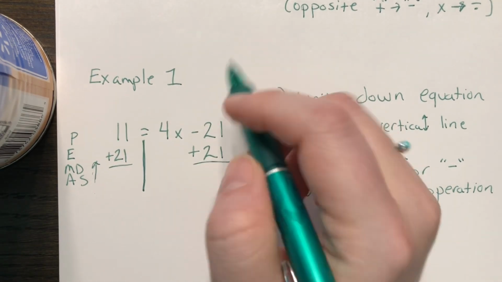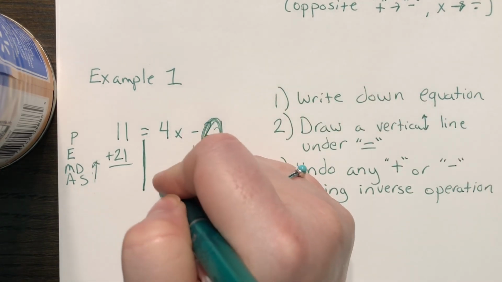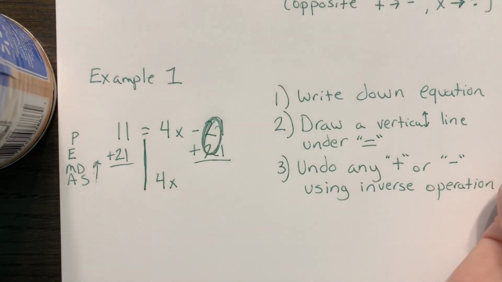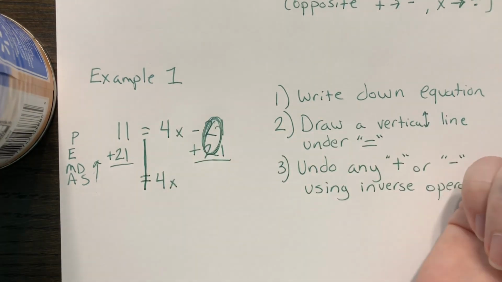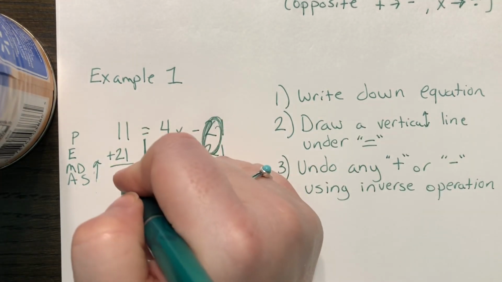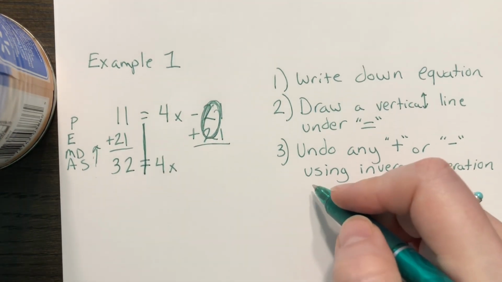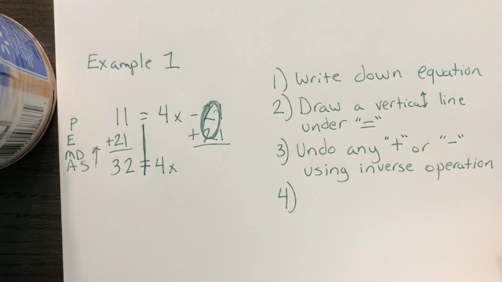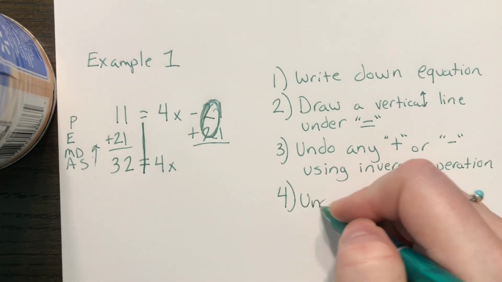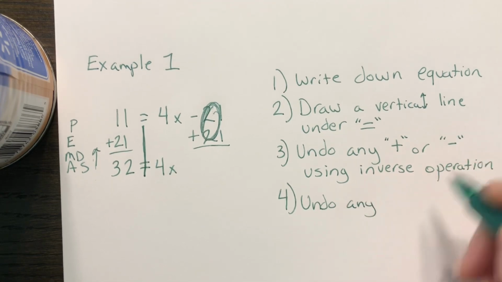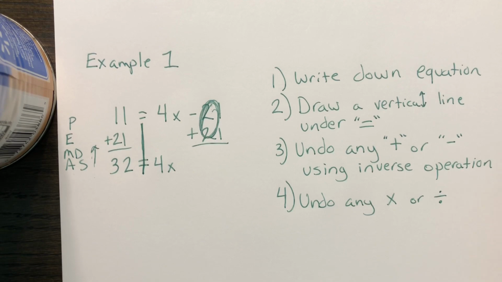Minus 21 plus 21, that zeroes out. So that will cancel each other out to where all I have left on this side of the equal sign is a 4x. And it's gonna equal whatever the 11 plus 21 was, which is 32. My next step, since I'm working backwards, is to undo any multiplication or division. So I'm gonna undo any multiplication or division with the inverse operation.